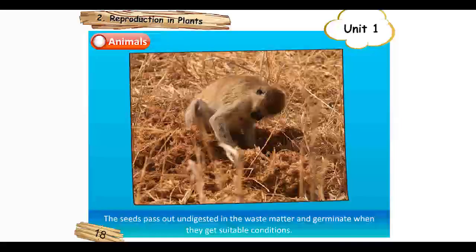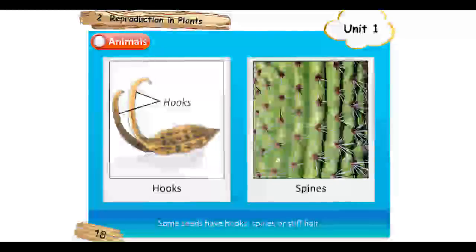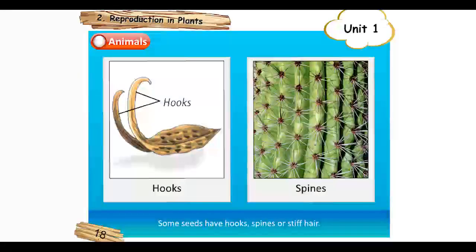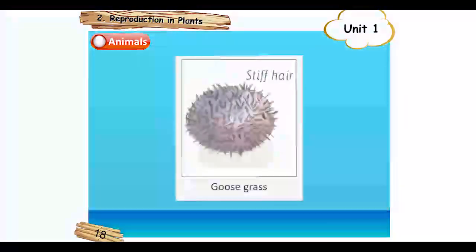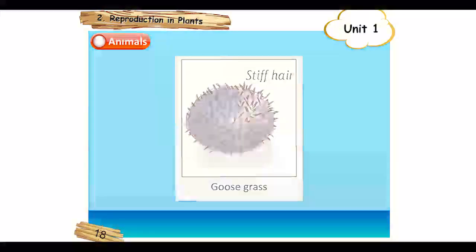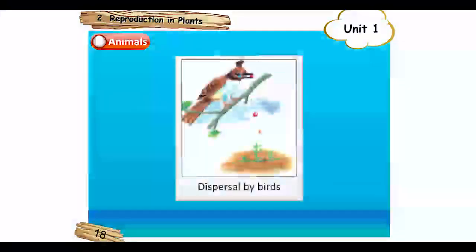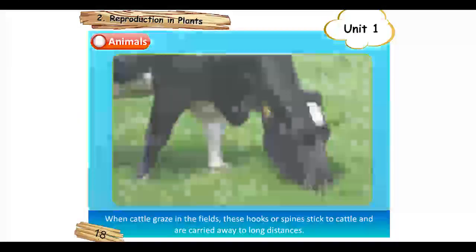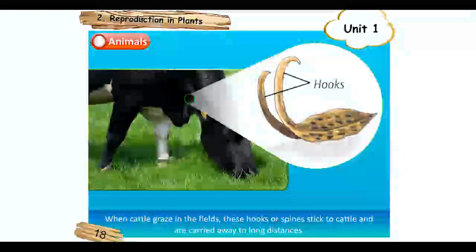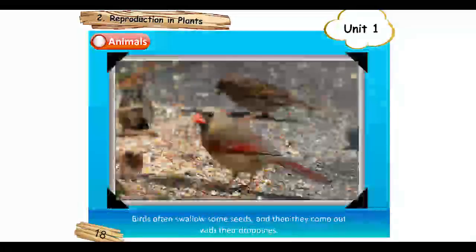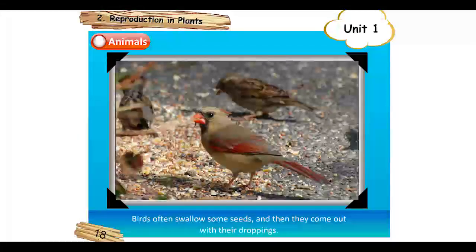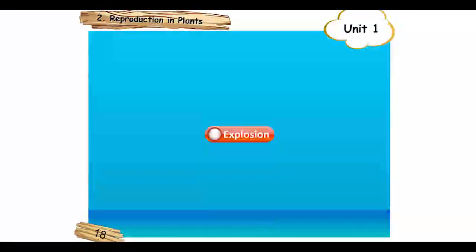Animals. Animals also help in dispersal of seeds. Some animals eat the fruits. The seeds pass out undigested in the waste matter and germinate when they get suitable conditions. Some seeds have hooks, spines, or stiff hair. When cattle graze in the field, these hooks or spines stick to cattle and are carried away to long distances. Birds often swallow some seeds and then they come out with their droppings.